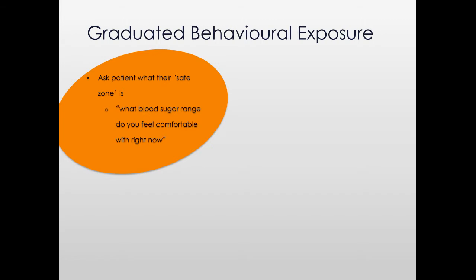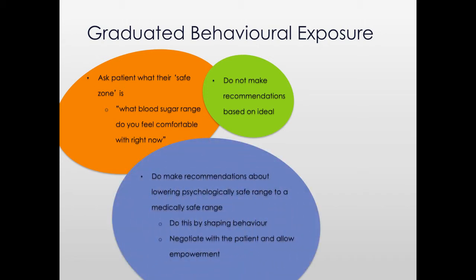So let's really talk then about what graduated behavioral exposure means. It begins with asking the patient their safe zone. What blood sugar range do you feel comfortable with right now? And I often ask it in the following way. When you leave the house in the morning, what is the sort of sugar range that you feel is adequate? That is, it's not too high, but it's also not too low, so you know that you can get through the day without a hypoglycemic event. And then we don't make recommendations based on the ideal blood glucose range, but we anchor our recommendations about lowering the psychologically safe range to a medically safe range. So you have to accept that.